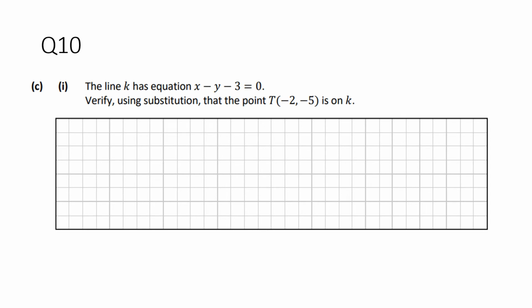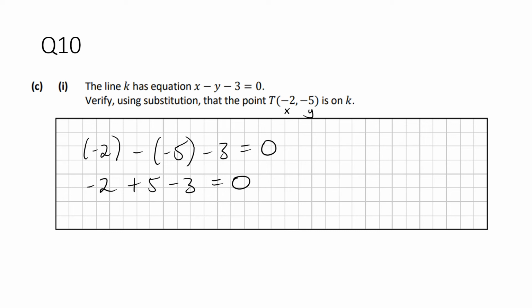Then if the line k has an equation of this, verify that it's a point on the line, so we just call this x and y and sub it in. So you put in minus 2 minus 5 minus 3 and see if it equals 0. So minus 2 plus 5, take away 3, see if that equals 0. So that gives you 0. So it's a point on the line.